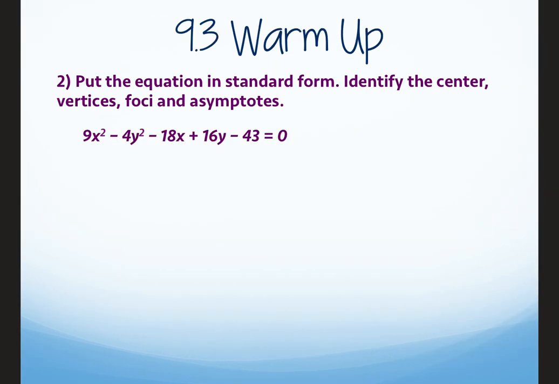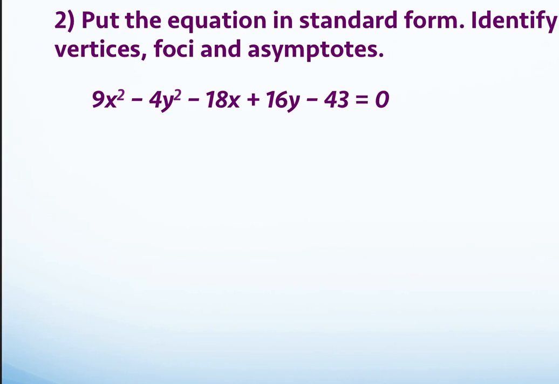All right, number 2, put the equation into standard form. Identify the center, the vertices, the foci, and the asymptotes. So all the parts this time, after we complete the square for both the X and the Y. So be careful with the sign on the y's, right? When I take out that negative 4, the negative comes out of both. And that's a common mistake made here.